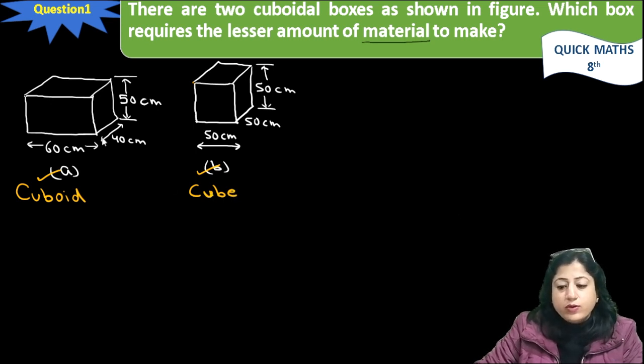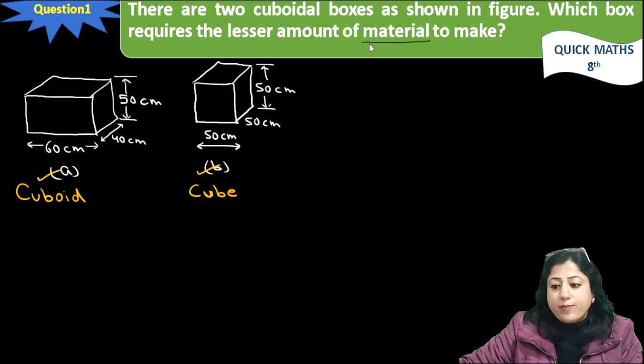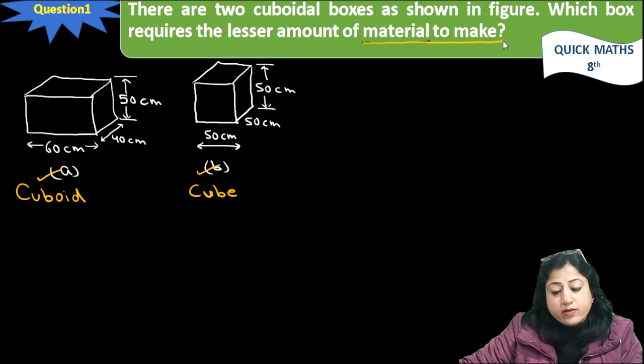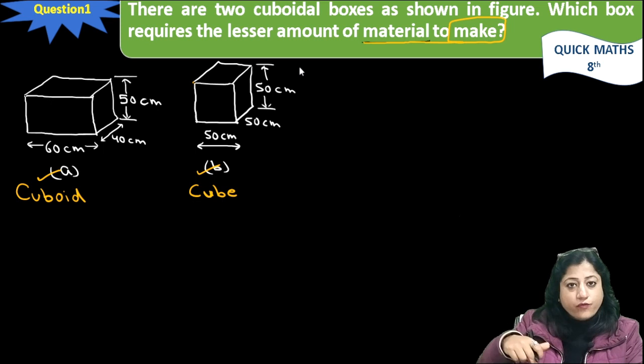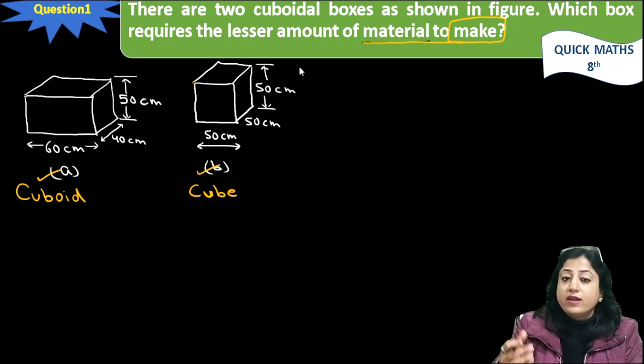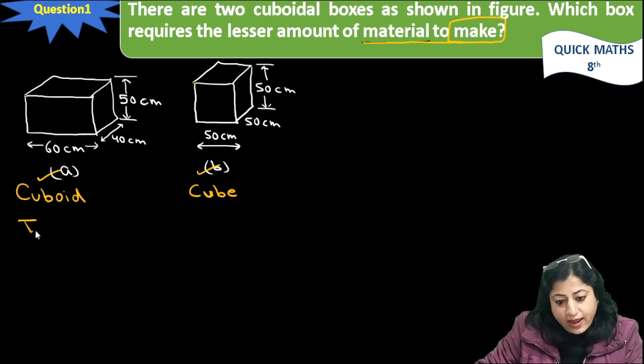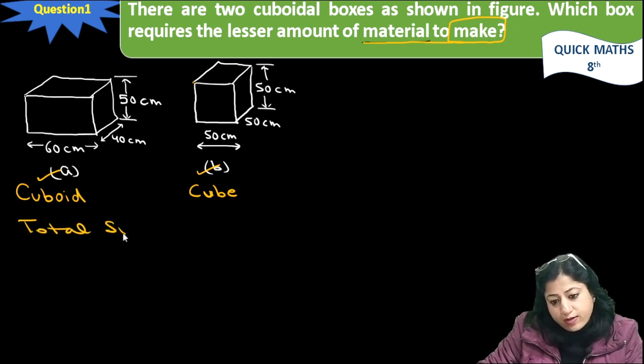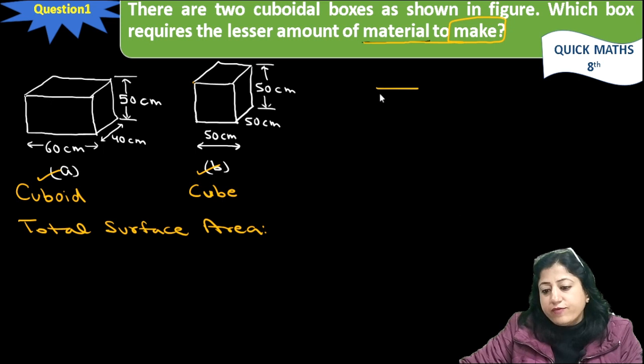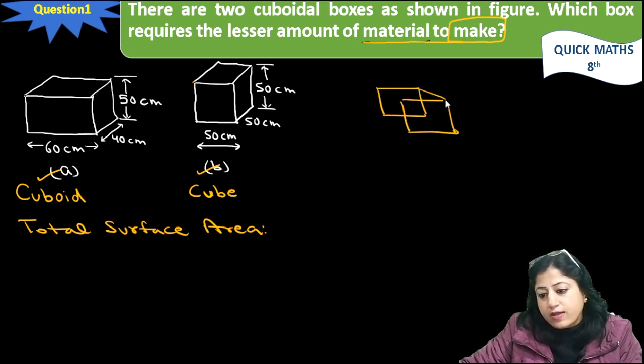Now we have to calculate the area, because the requirement is which box requires the lesser amount of material to make. That means to make the surface area of it, which box will require the lesser amount of material. So we have to calculate the surface area, the total surface area, the complete area.